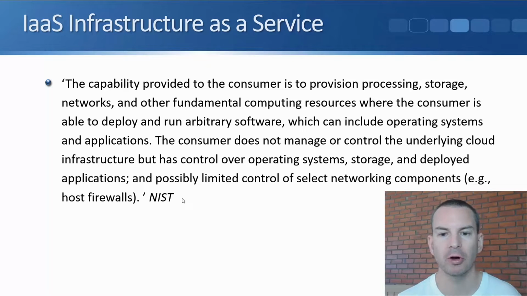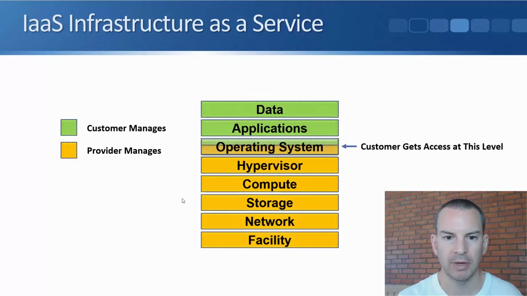The consumer does not manage or control the underlying cloud infrastructure, but has control over operating systems, storage, and deployed applications, and possibly limited control of select networking components, for example, host firewalls. So with IaaS, this is the service model that gives the customer the most control. They get access down at the operating system level. But let's have a look at that by looking at the data center stacks.